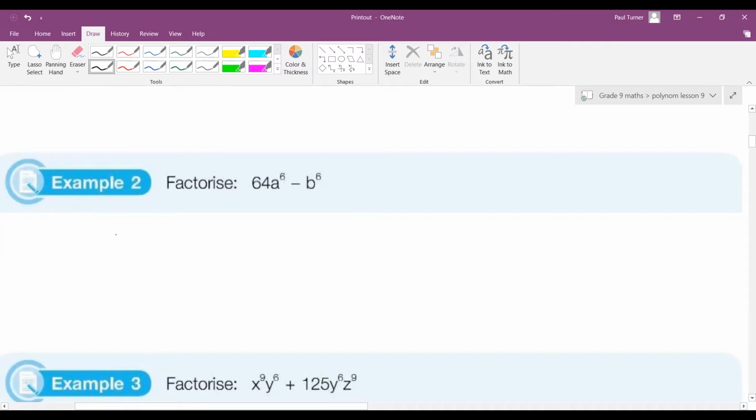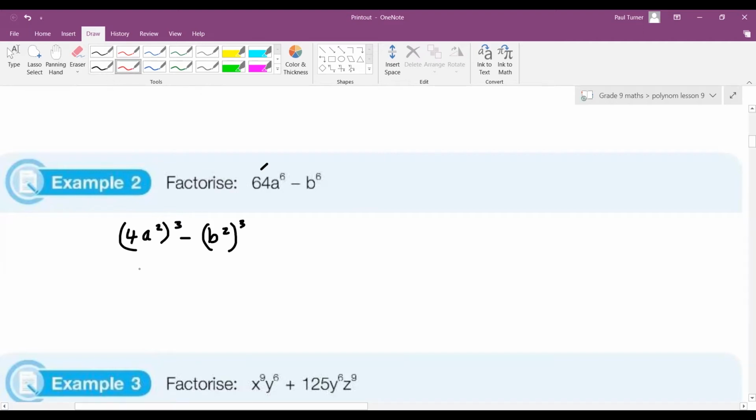So you've got 64a^6 minus b^6. So that's going to be 4a squared, cubed. 4 cubed is 64, okay? And 2 threes are 6. Minus b squared cubed here. Okay, so now we've got a cubed minus b cubed.